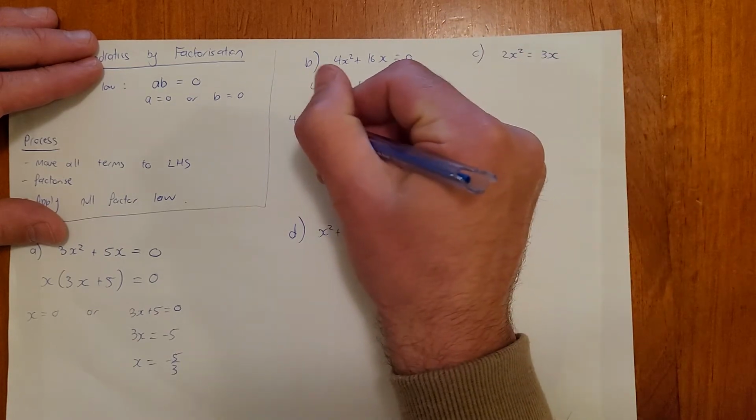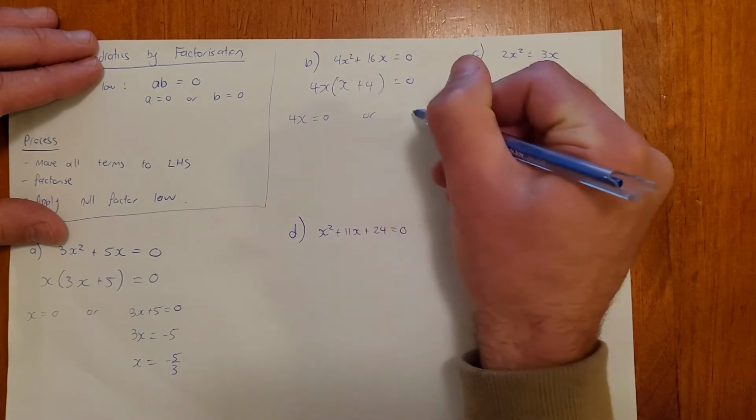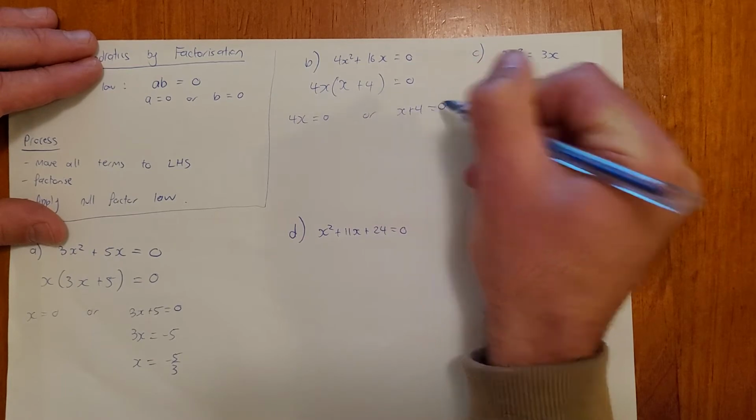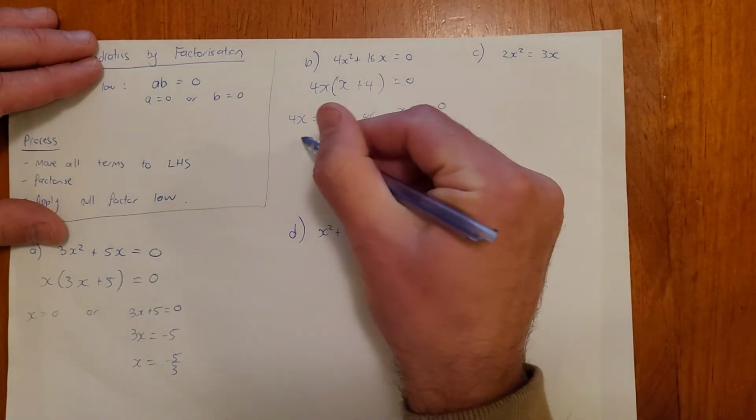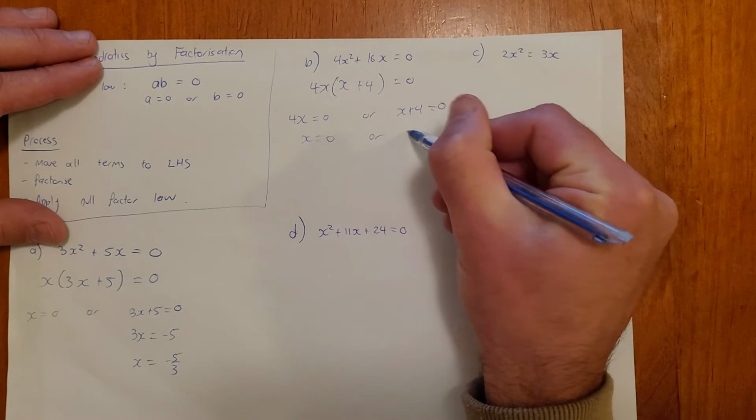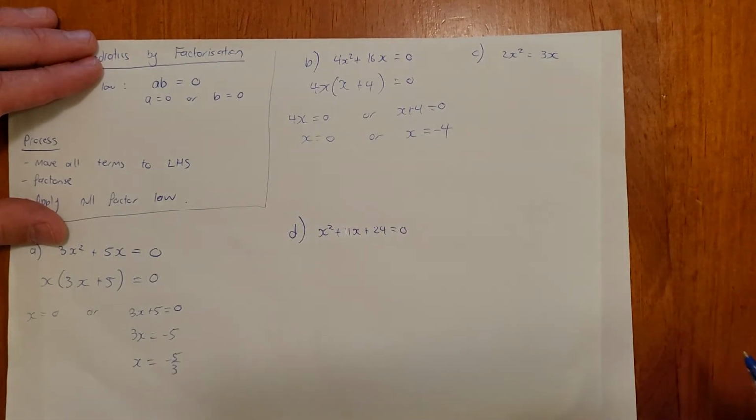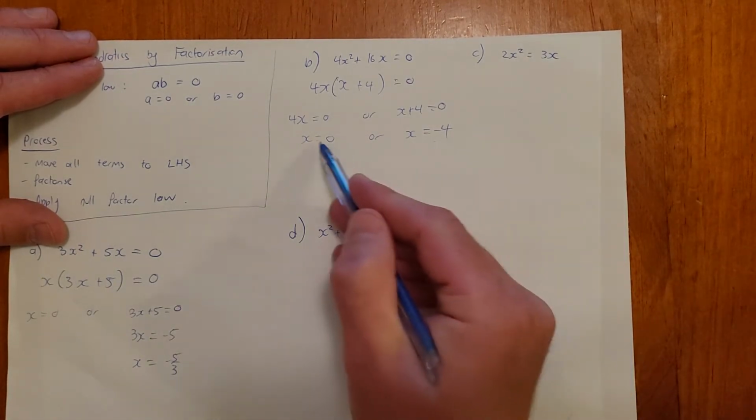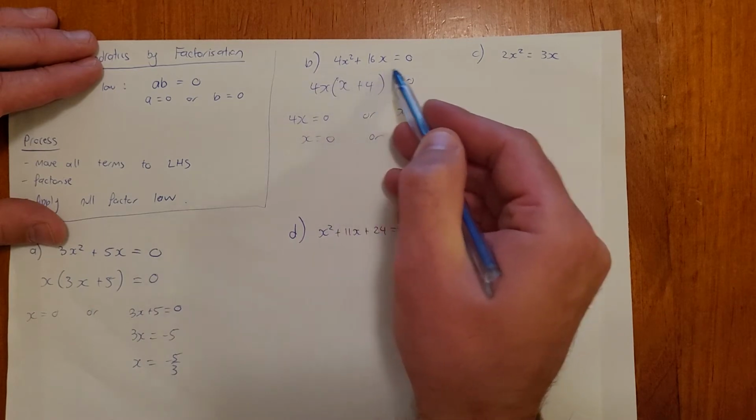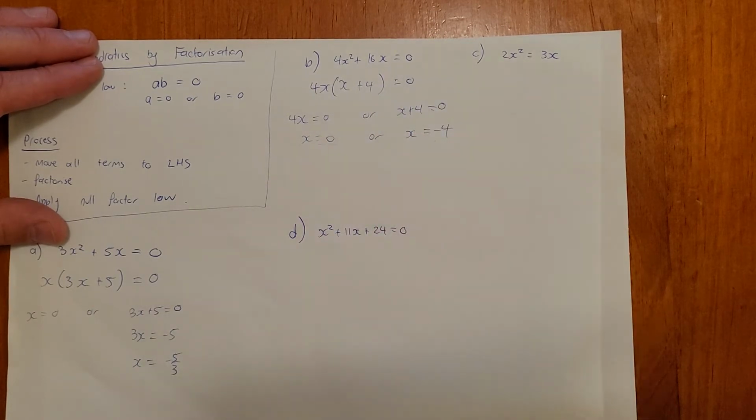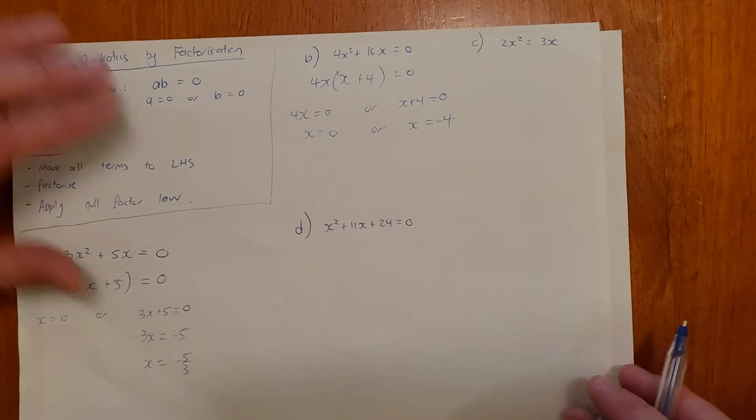Now let's apply the null factor law. Either 4x equals 0 or x plus 4 is 0. Okay, this gives us the solution x is 0, and this gives us the solution x is minus 4. Both of these numbers are going to make this statement true. That's what we mean by they're a solution to the equation.